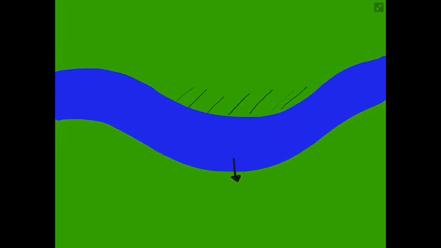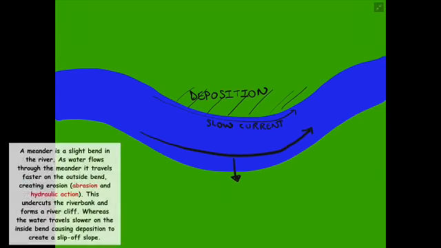First of all, a meander is a slight bend in the river, and water will continue to flow down the long profile of the river from the upper course to the lower course. As the water flows through the meander, it travels faster on the outside bend, creating erosion through abrasion and hydraulic action. This undercuts the riverbank and forms a river cliff, whereas the water travels slower on the inside bend, causing deposition to create a slip-off slope.